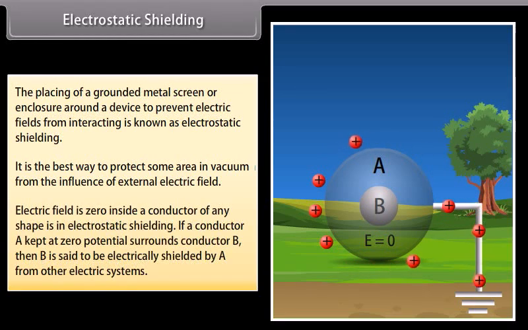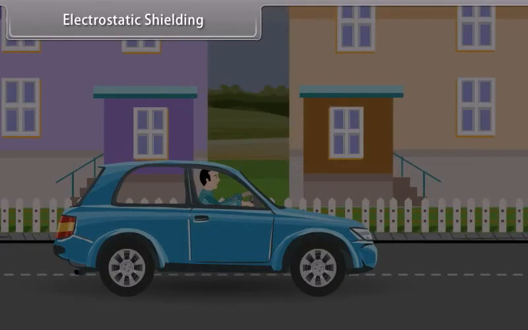Electric field is zero inside a conductor of any shape in electrostatic shielding. If a conductor A kept at zero potential surrounds conductor B, then B is said to be electrically shielded by A from other electric systems. For example, in a thunderstorm accompanied by lightning, it is safer to be inside a bus or car rather than near a tree or open ground.